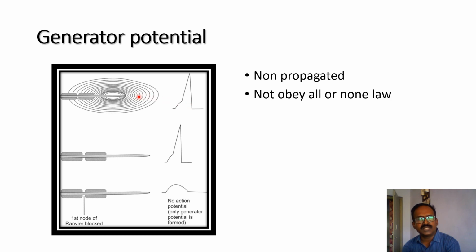Normally the generator potential acts like an end-plate potential. It is non-propagated. When it reaches the threshold level, only then does it produce the action potential. This local current opens the voltage channels, and only then does it produce action potentials. At this place, it produces only the generator potential, which is non-propagated. Without the lamella also, we can record the generator potential and action potential. But when the first node of Ranvier is blocked, we cannot record the action potential. We can note only the generator potential. It is non-propagated and does not obey the all-or-none law.